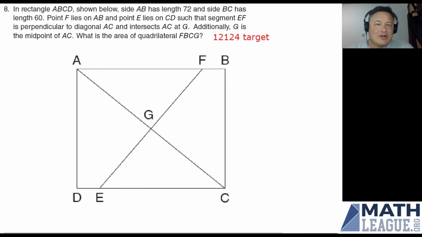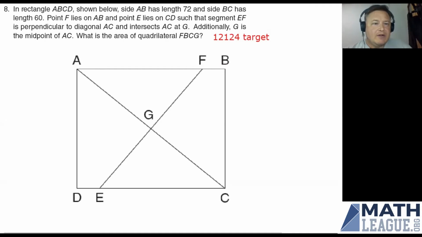So today we've got target problem number 8 from elementary school test 12124. This was given out in December of 2020 and January of 2021. All right, so you can read through the question and you'll see that the diagram is mostly there, but there are a few pieces that we want to add, right?